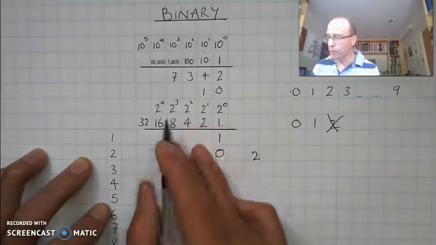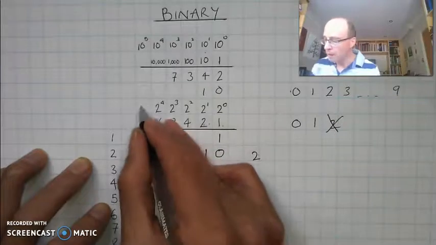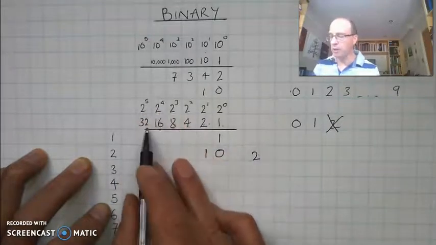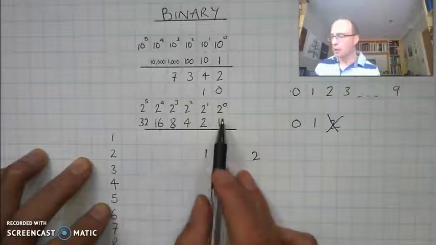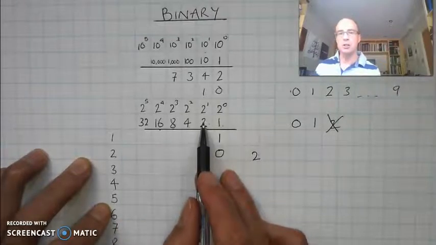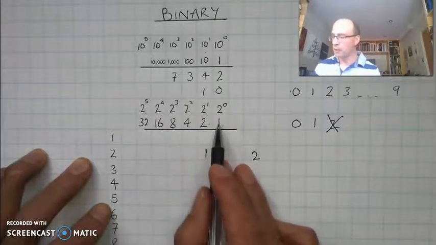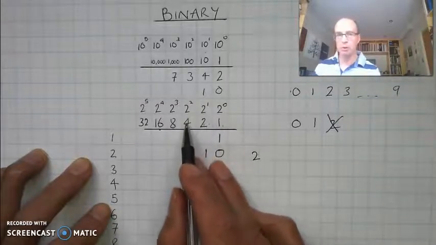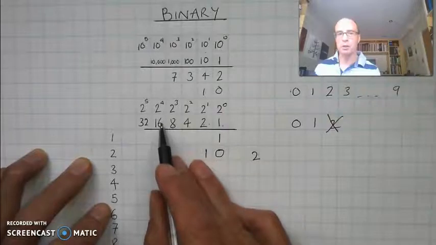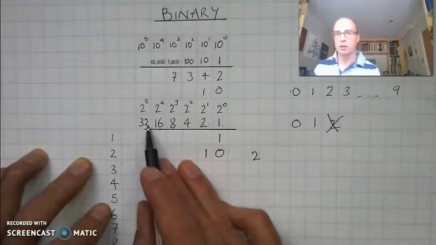2 to the power of 4 is 16. And 2 to the power of 5 is 32. So I'm doubling up my numbers each time. So the place value of each of those columns goes from 1, double to 2, double to 4, double to 8, double to 16, double to 32.